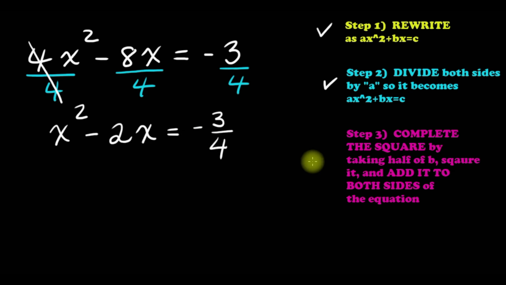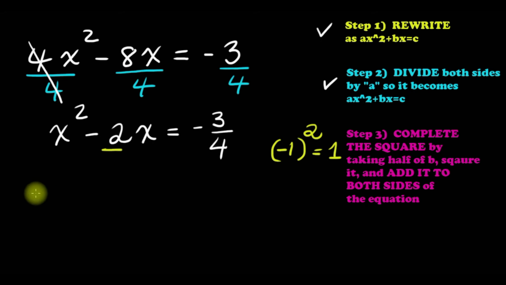Step 3 is to complete the square by taking half of b, and then we square it, and then we add that to both sides of the equation. So half of b, half of negative 2, is negative 1. And then when we square negative 1, we're going to get 1. So 1 is the number that we need to add to both sides of the equation.